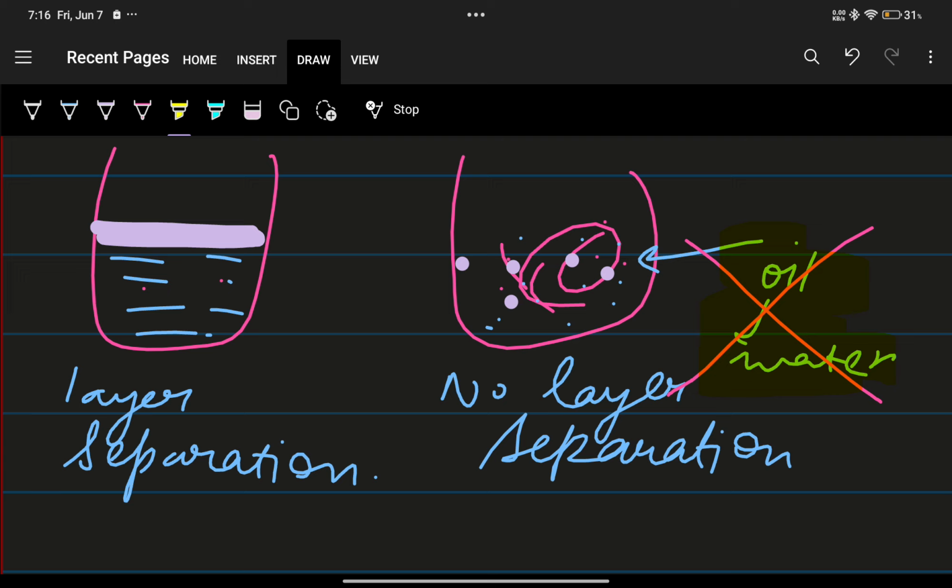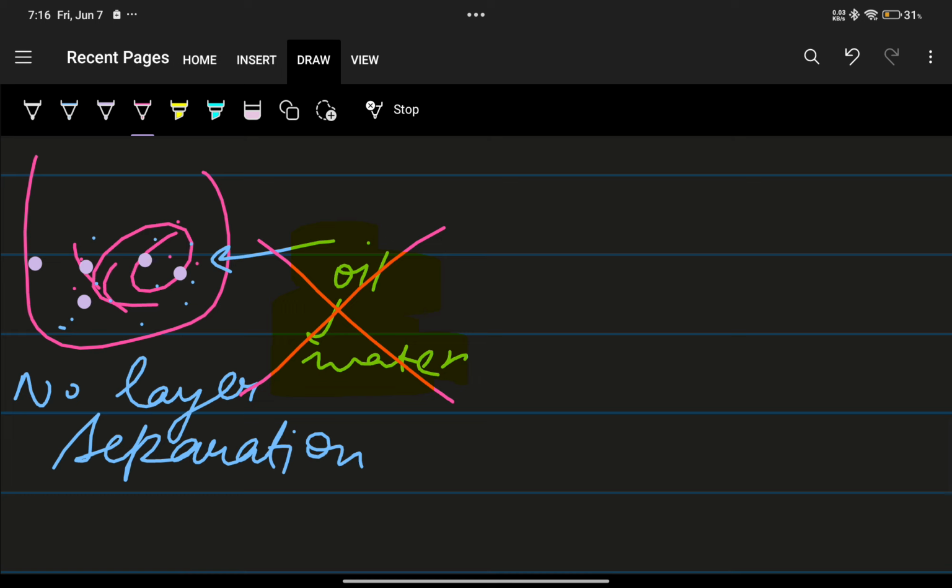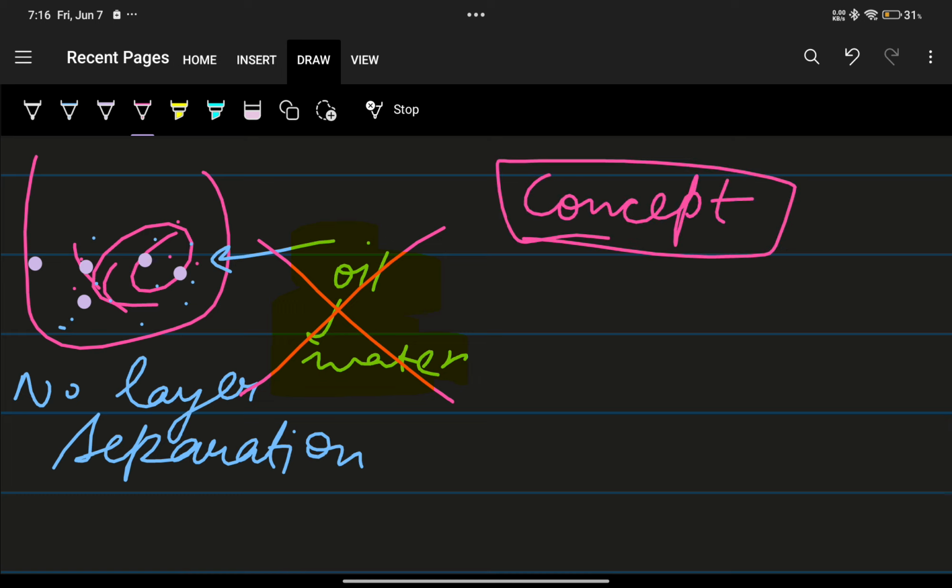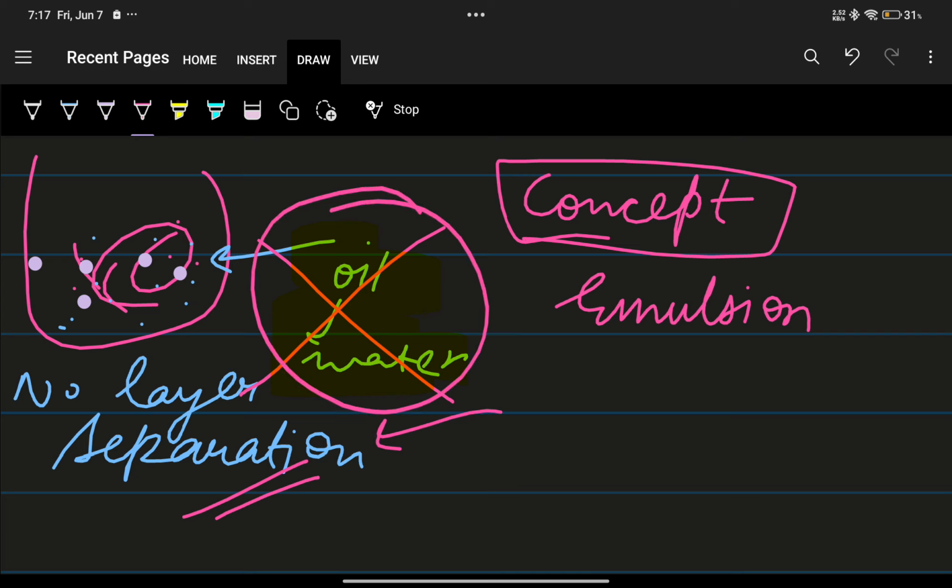You need to understand how you can easily take out the concept from this. So let me teach you the concept, and then you can easily frame your answer. Basically the concept is emulsion. In this solution, where there is no layer separation, oil and water are not dissolving. Basically oil is not dissolving in water. What is happening is that we are getting an emulsion.